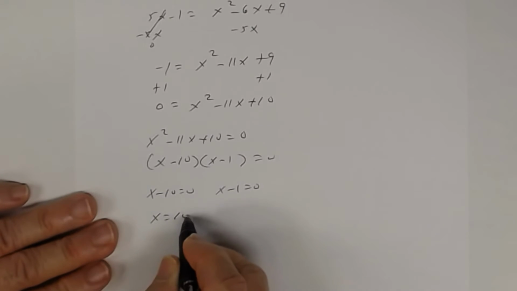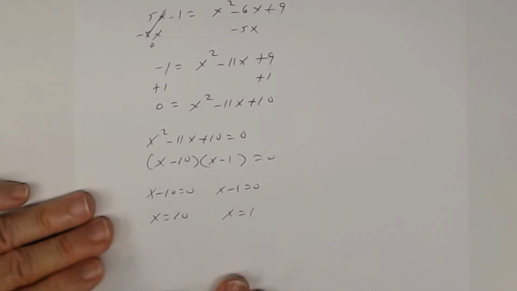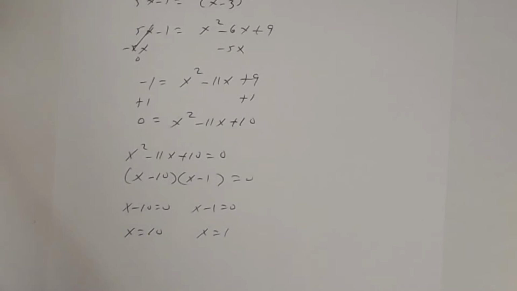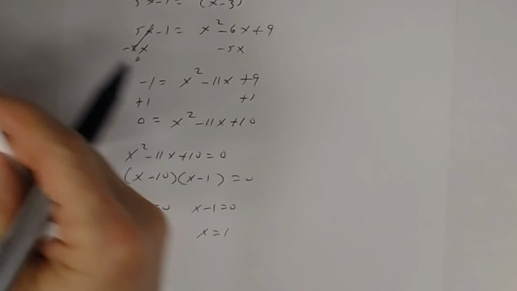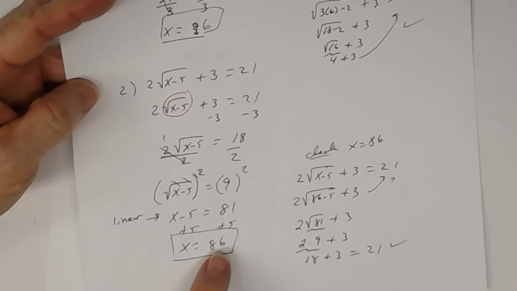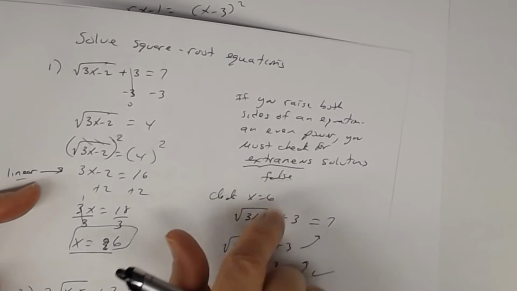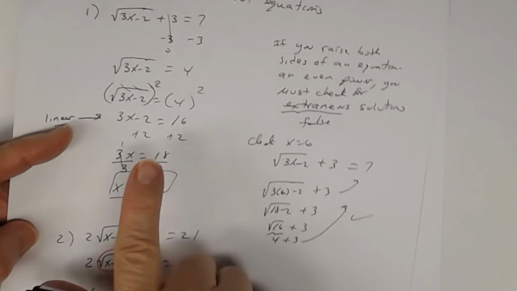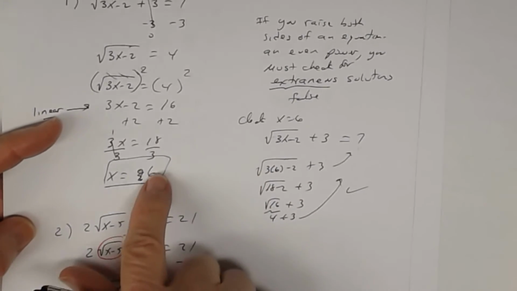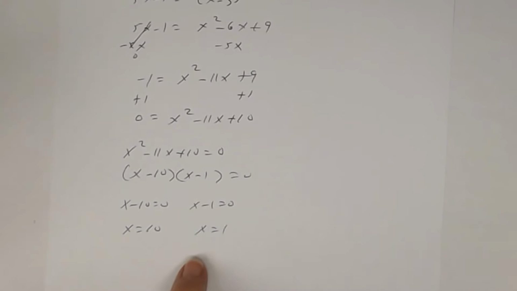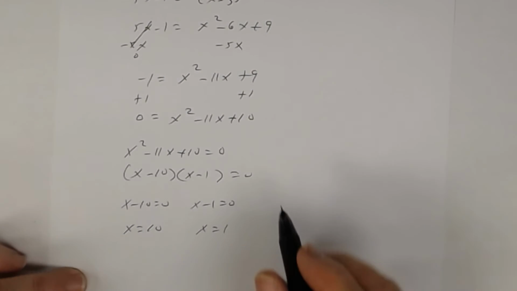So I get x to be 10 and x to be 1. Now notice when we did the previous problems, since I raised both sides to an even power, you must check for extraneous solutions. In those, I only had to check one because there was only one proposed solution. But here there are two, so you've got to do both.